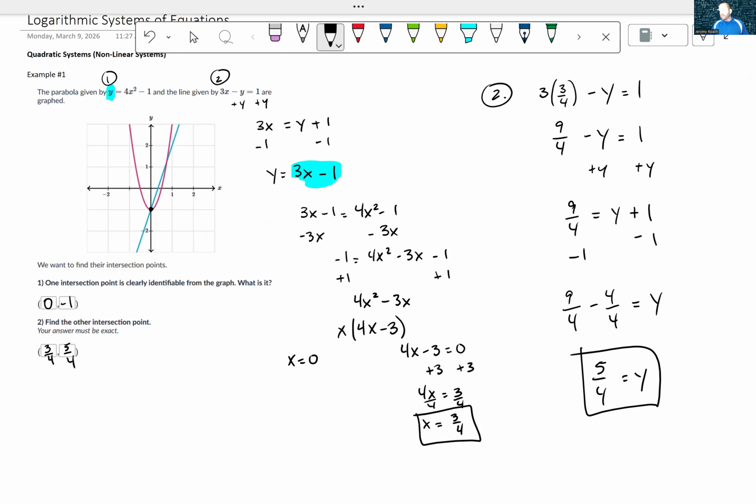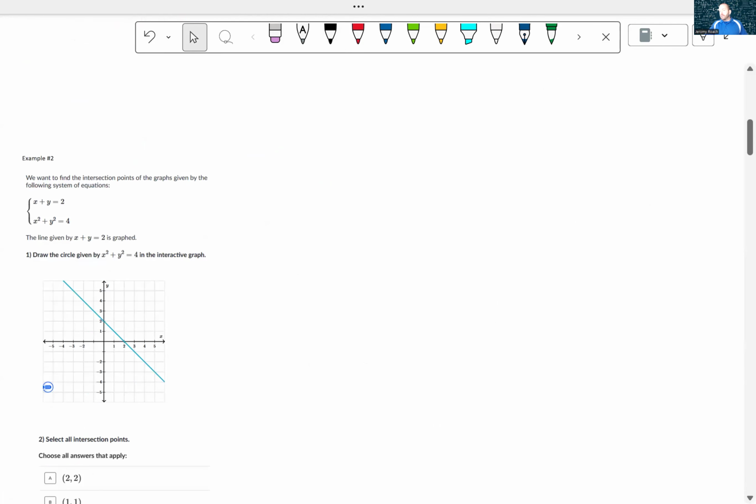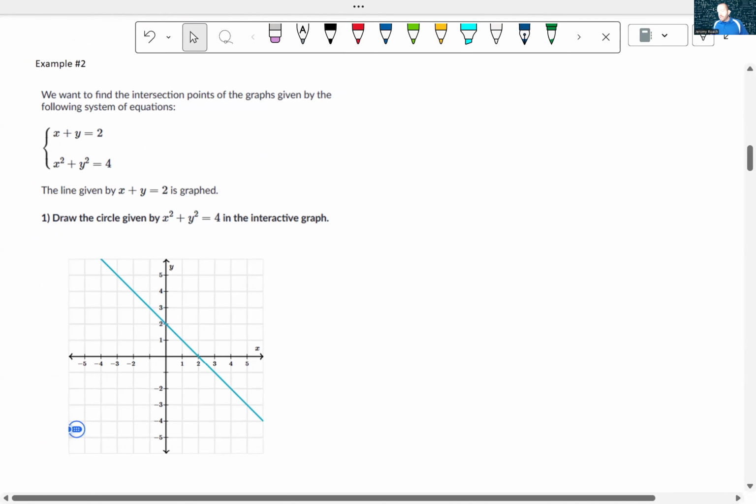All right, so the key takeaway, just make sure that you have both equations set equal to y. That way you can set them both equal to each other. And this should be a review for systems of equations in general. Let's look at the next one, though.